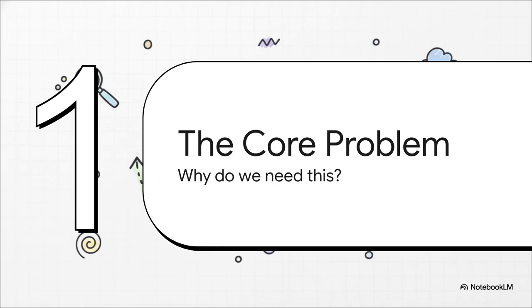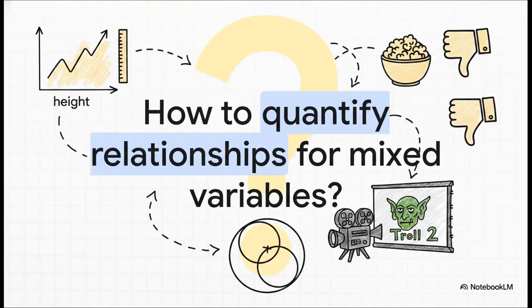Section 1. The core problem. Okay, to start, we really have to understand why we even need this metric in the first place. Imagine we want to predict if someone absolutely loves the cult classic movie Troll 2. Now, we have a continuous variable like their height, right? But we also have discrete categorical variables like a simple yes or no answer to whether they like popcorn. If we try to use a standard metric like r² to figure out how these variables relate to loving Troll 2, we literally hit a brick wall. Why? Because r² only works with continuous data, and our popcorn data consists of discrete yes or no answers. So how in the world do we actually quantify this relationship?